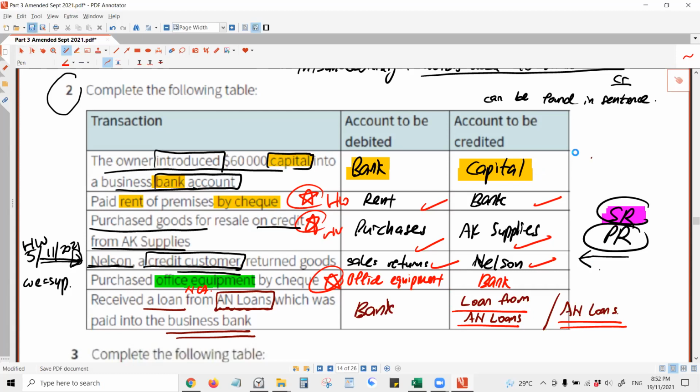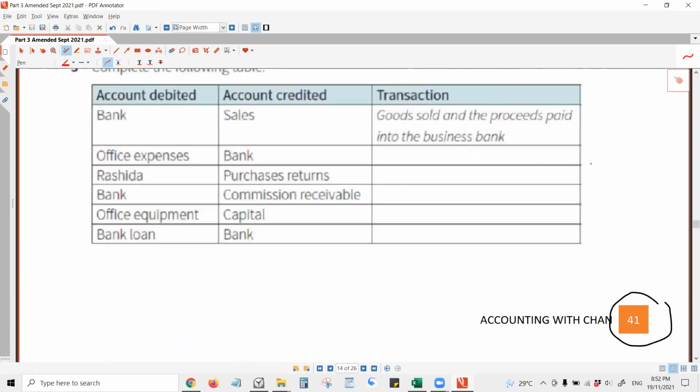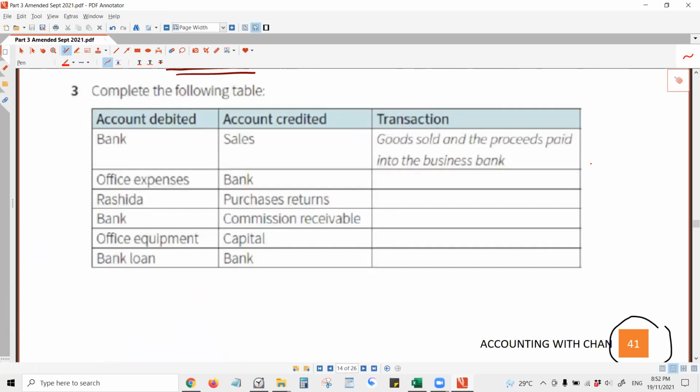Okay, now we see the next question. Hold on, I'm still scrolling. Okay, this question. You see, Cambridge, they are very creative. They don't just ask you what to debit and what to credit. Sometimes they give you the accounts to debit, they give you the accounts to credit, and they ask you the other way around. They want you to give the transaction.